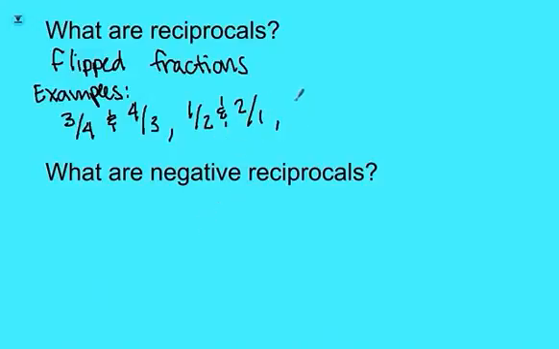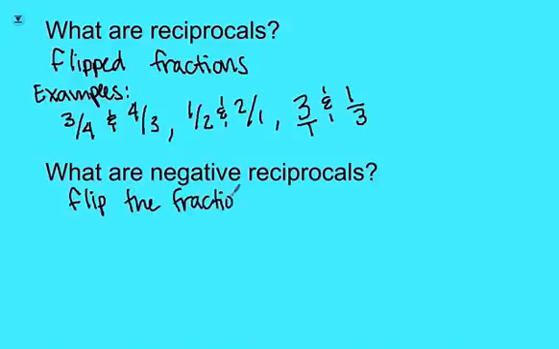If I had a whole number like 3, remember I can write 3 as a fraction by putting it over 1. The reciprocal for 3 would be 1/3. Negative reciprocals are pretty similar. They're still flipped fractions, but you're going to change the sign. So you're going to flip the fraction and change the sign.